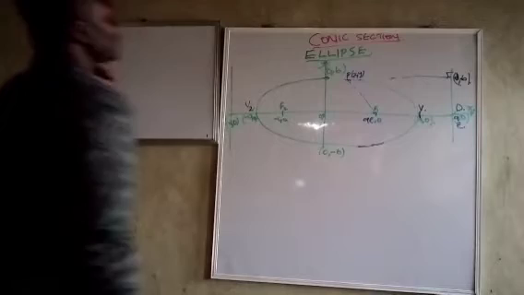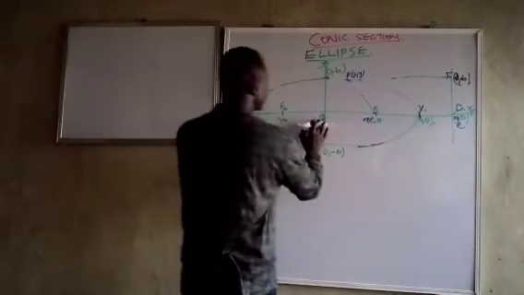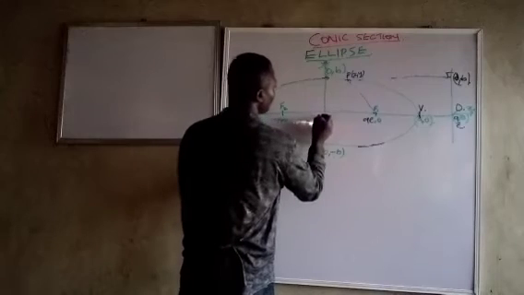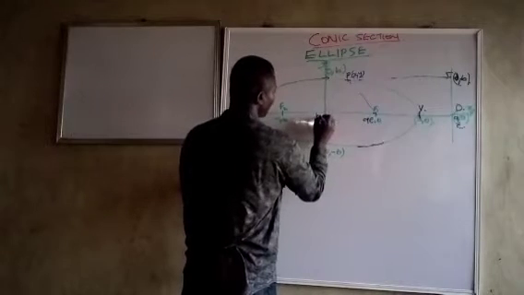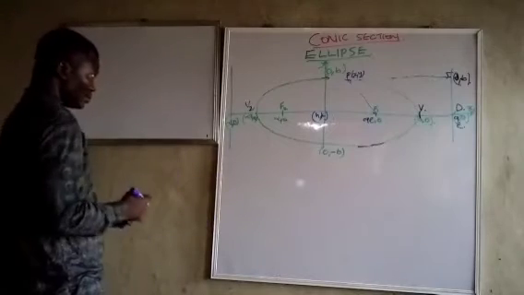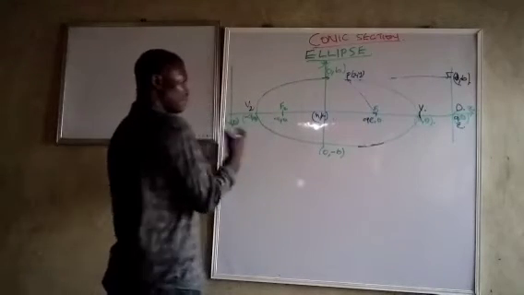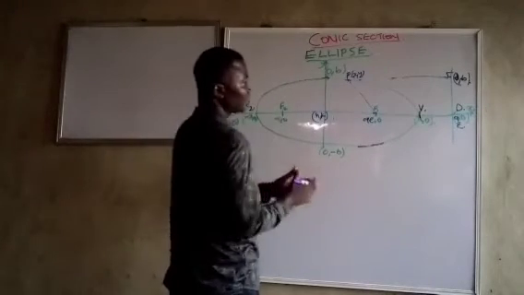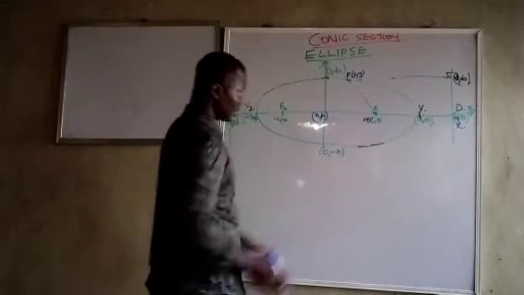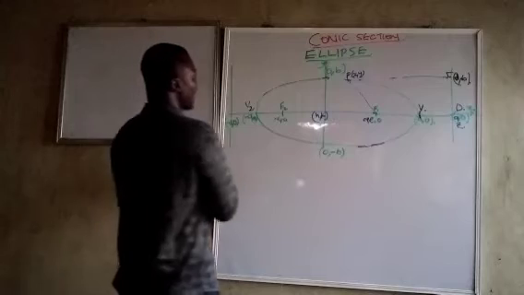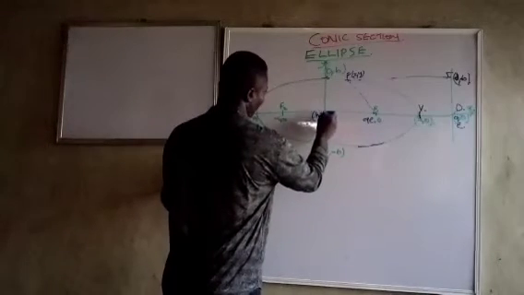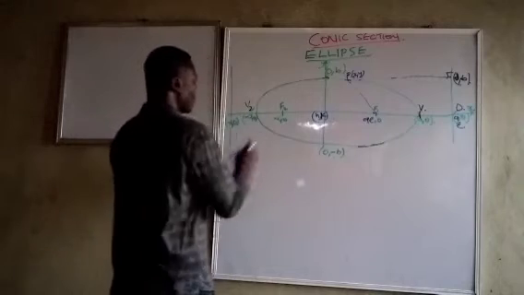Now let's look at a situation where the center is moved to (h, k). From a parabola, we just know that we replace the y by y minus k, and the x by x minus h in the equation. But here, I prove it for you. What will happen to other positions?